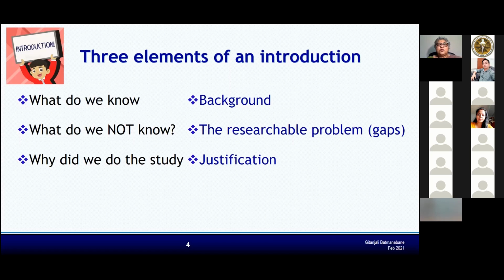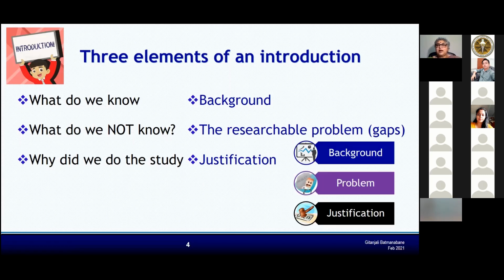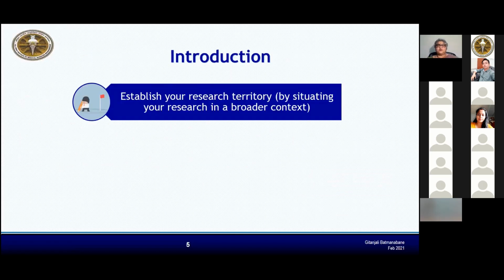If we are able to identify and write under these 3 elements, we will be in a position to write a reasonably good introduction. Okay. So background, problem, and the justification. These are the 3 things which we need to write in an introduction, as simple as that. So first, you need to situate your research in the broader context. That is what we call the background. So you need to establish your research territory. That is what you do in the first part of it.